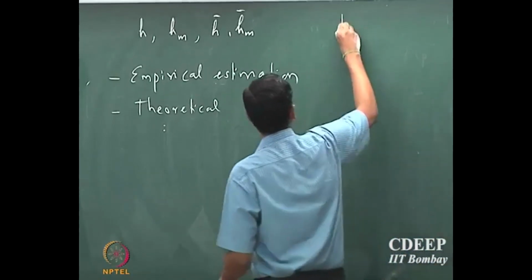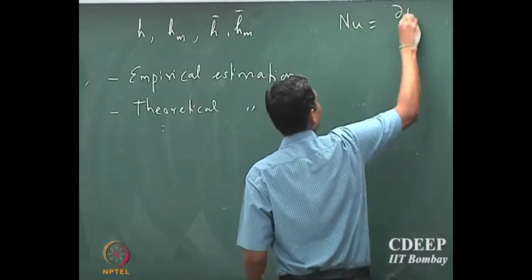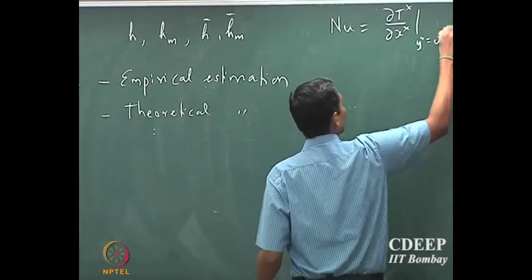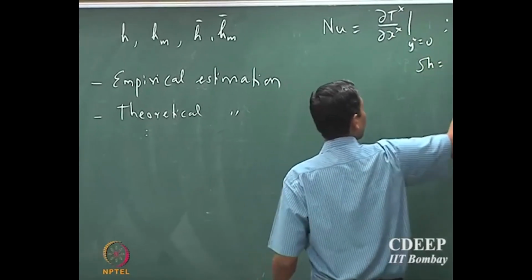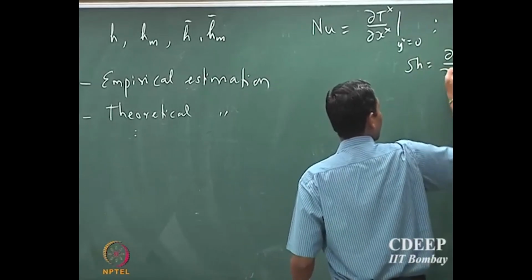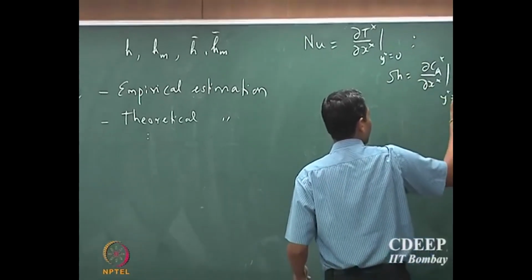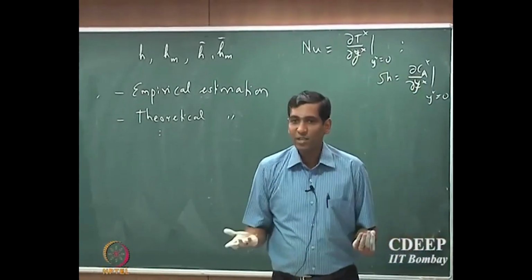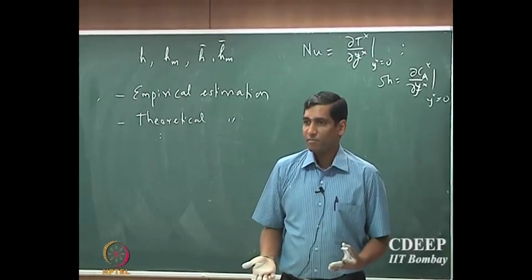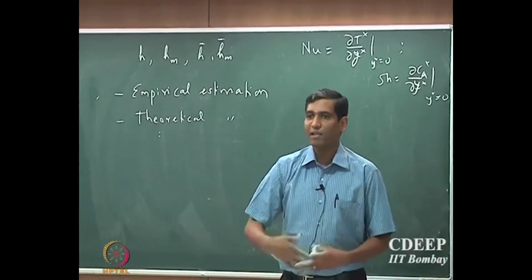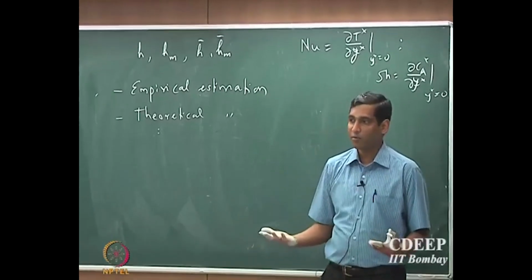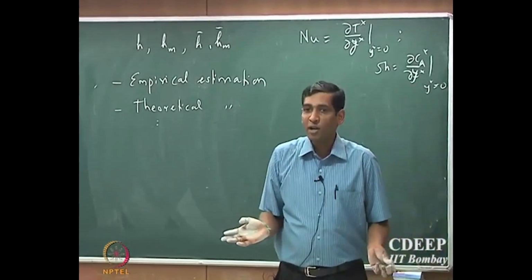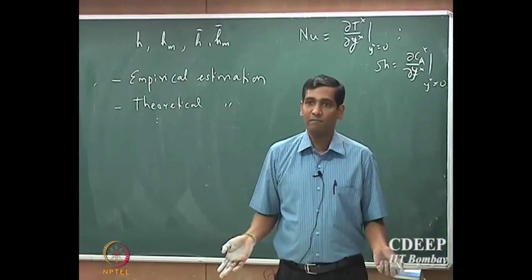Remember that the Nusselt number is nothing but dT* by dy* at y* equal to 0, and similarly the Sherwood number is dCA* by dy* at y* equal to 0. Sorry, that should be y, okay. So all we need is the gradient at the boundary. We don't need to solve everything and find the complete temperature profile and concentration profile. If we are able to find the gradient, we are good. We are able to achieve the objective of what we wanted to get.